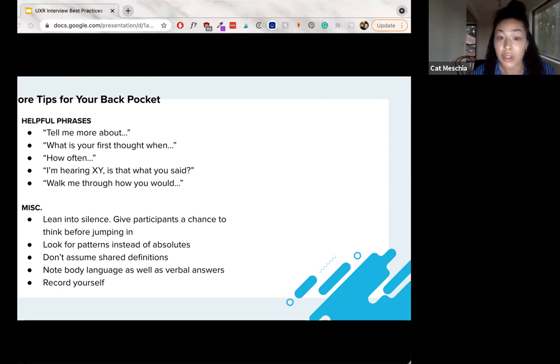Third point is don't assume shared definitions. Similarly to how I did in the beginning, I didn't want to assume that we all knew about the different types of interviews, even though this is a UX meetup, and that might have been a safe assumption. But if I didn't define those interviews and I kept using those phrases over and over throughout this presentation, that probably would have been really frustrating, and maybe some of the pieces wouldn't have connected.